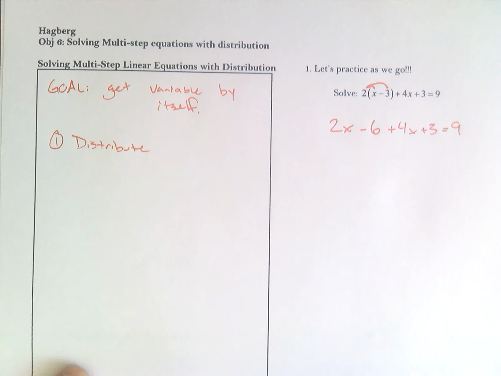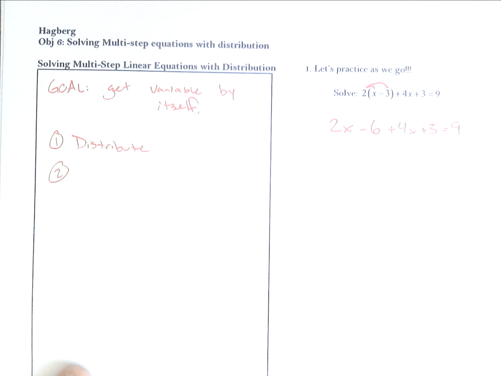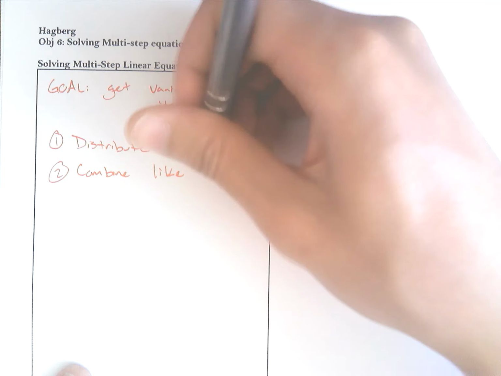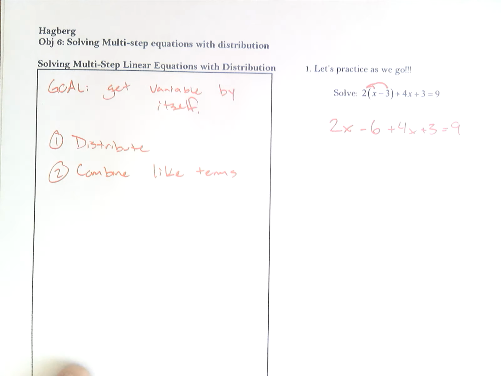So this looks similar to some of the equations that we saw in objective 5. So the remaining steps are the exact same. Step 2 then would be to combine like terms. And that's like terms on both sides of the equal sign.